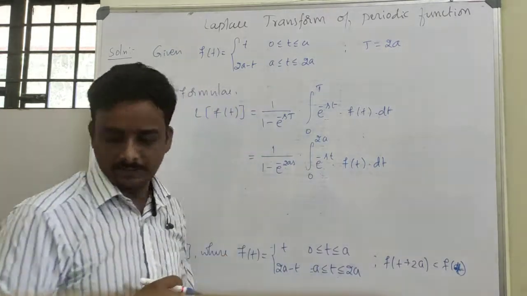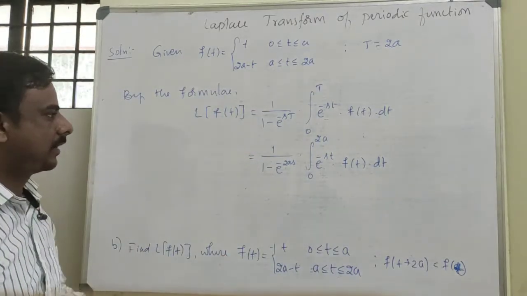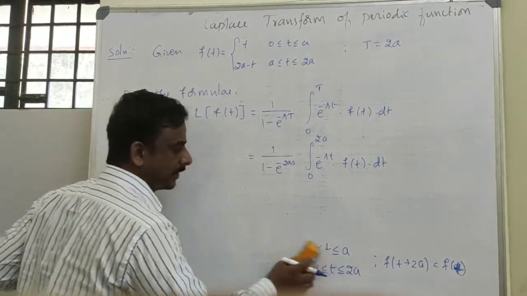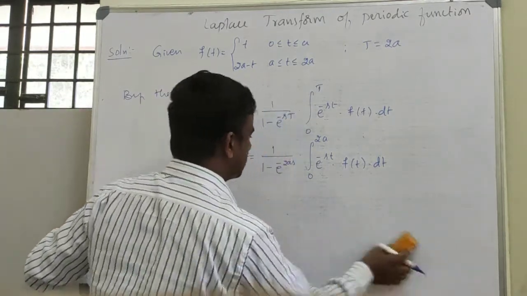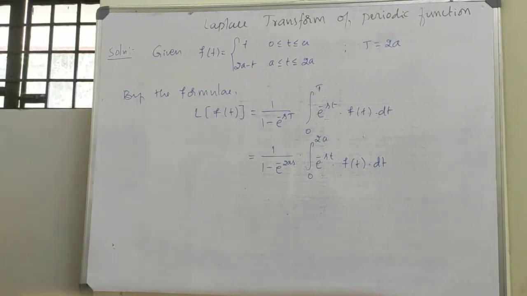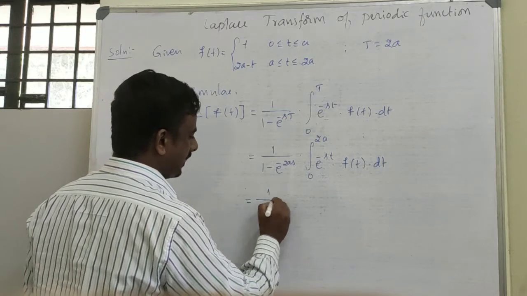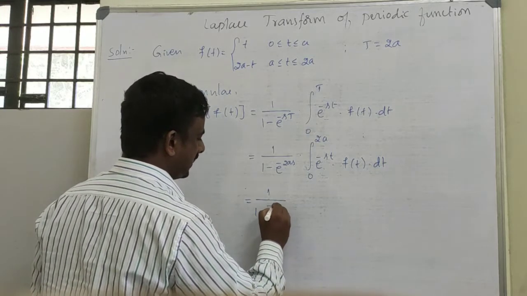Since the function is defined in two subintervals, we can't substitute for f of t directly. So in the first step, substitute for capital T only. Then substitute for f of t looking into the given interval. Now 1 divided by 1 minus e power minus 2as.